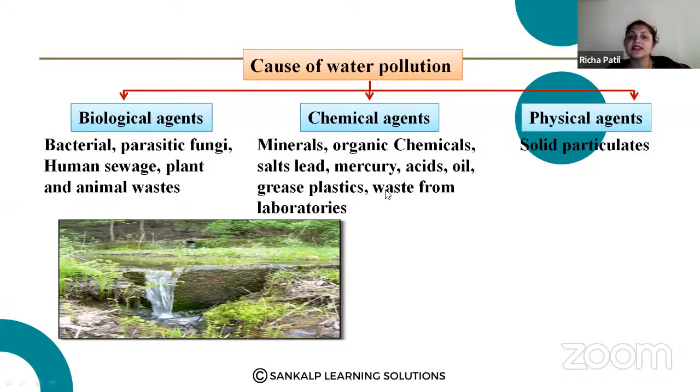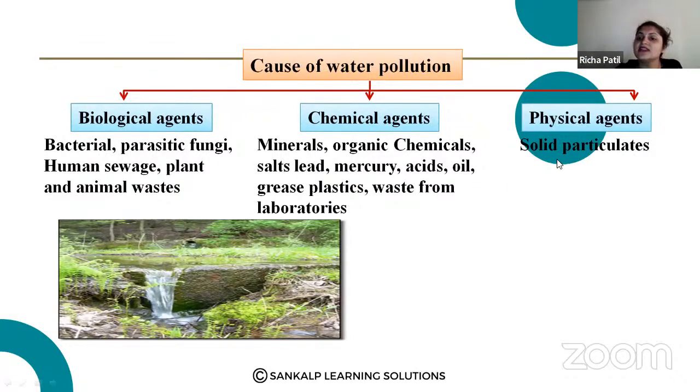Next is chemical agents. Minerals, organic chemicals, salts, lead, mercury, acids. These are metals, right? Oil, grease, plastics, waste from laboratories. So these are chemical agents which are released from different industries and manufacturing units.